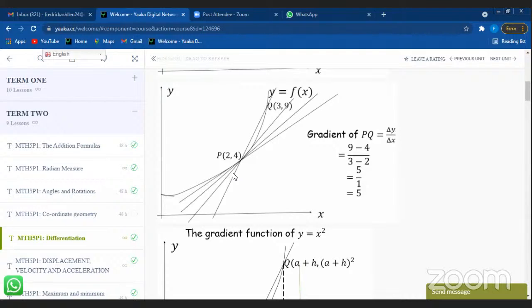Teacher, to find the gradient, we shall have from the formula change in y over change in x, whereby change in y is y2 minus y1 over x2 minus x1, and whereby our y2 is 9 and our y1 is 4, over 3 minus 2, our x2 is 3 and our x1 is 2, and we shall obtain 5 out of 1, which is 5. That is our gradient.